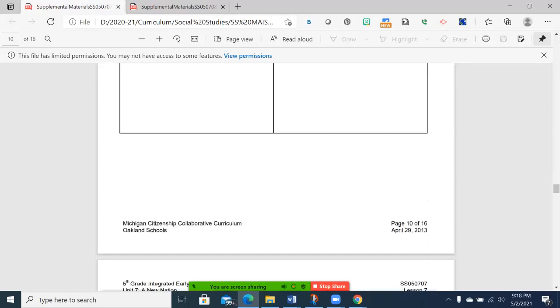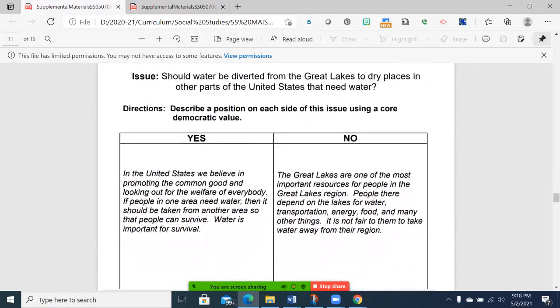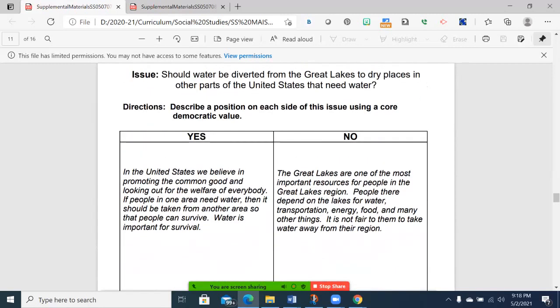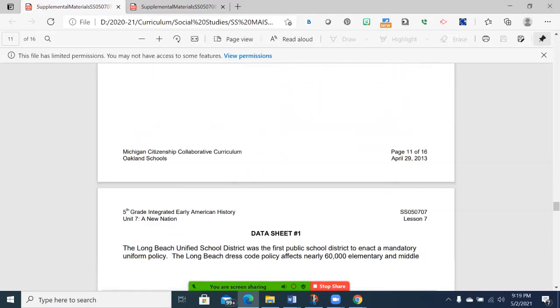All right, welcome back. Let's look at some examples of what you wrote. Yes, in the U.S., we believe in promoting the common good and looking out for the welfare of everybody. If people in one area need water, then it should be taken from another area so people can survive. Water is important for survival. Or no, the Great Lakes are one of the most important resources for people in the Great Lakes region. People there depend on lakes for water, transportation, energy, food, and many other things. It's not fair to them to take water away from their region.